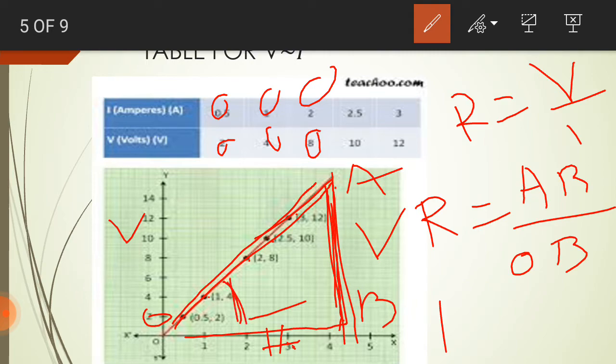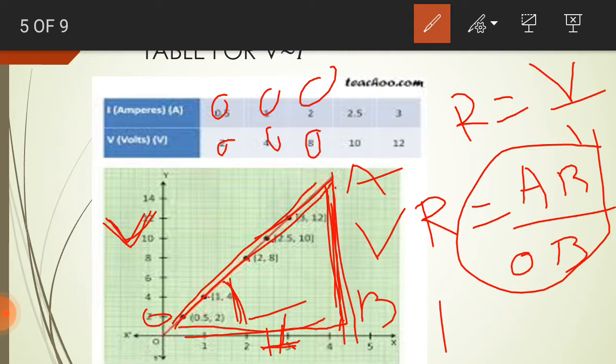The way to calculate slope is to take the variable on the y-axis, take the variable on the x-axis, and divide them. So we will get resistance. So we can calculate resistance individually by calculating the ratio of V by I, or you can calculate resistance from the slope of the graph.